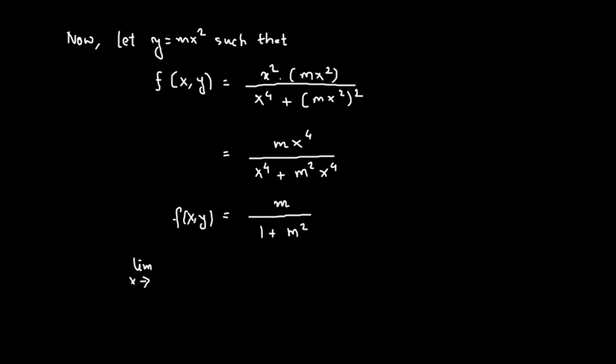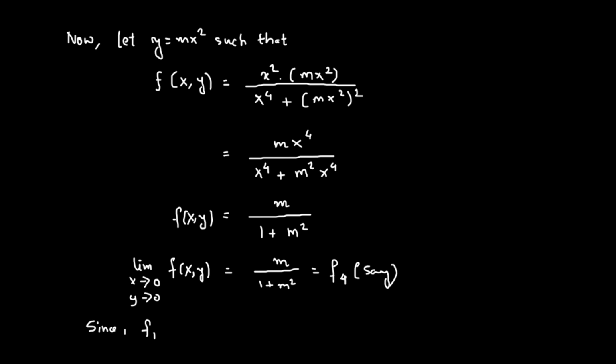Now we calculate the limiting value of this particular function as x approaches 0 and y approaches 0. And the value will be m over 1 plus m squared. Let this be f4. Now we see that f1 is equal to f2, which is also equal to f3, but this is not equal to the function f4. So we can say that the limit does not exist.